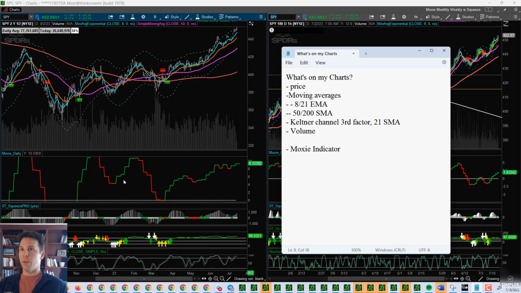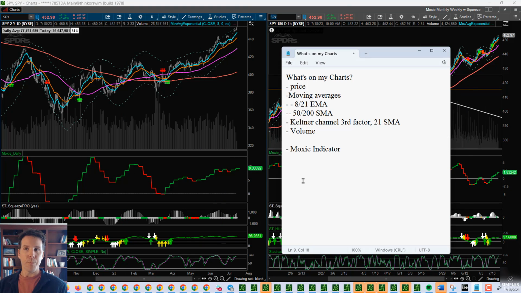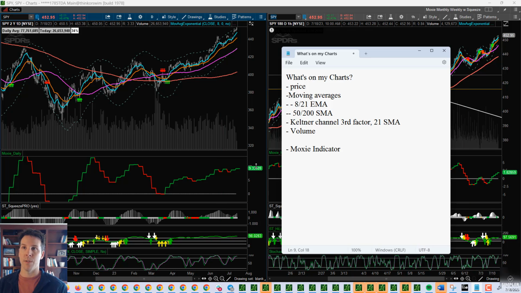So the Moxie indicator is a momentum-based indicator. I'm going to keep bringing that back. And it has above 0 and below 0. Above 0, positive energy. Below 0, negative energy. And then we also look for divergences, like negative divergences or positive divergences. And that's what helps us set things up.